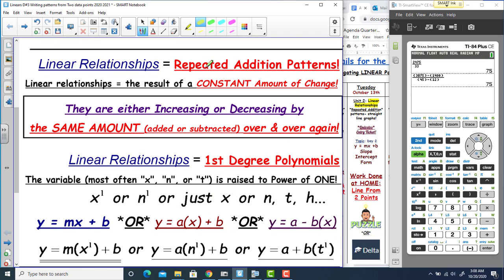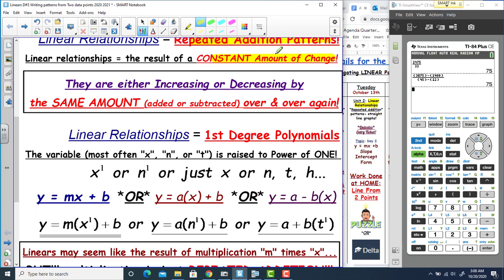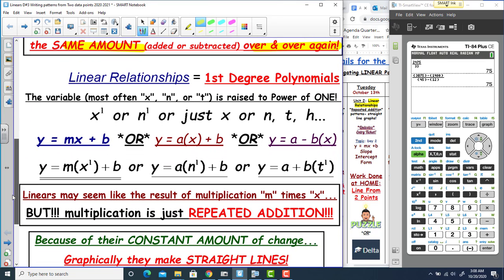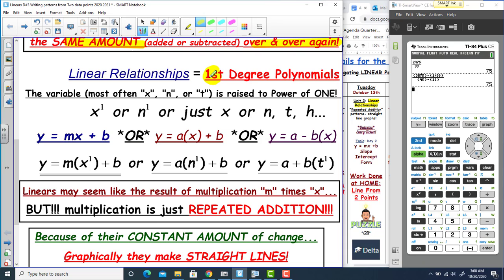Let's please remember that linear relationships are simply repeated addition patterns, and they are a result of a constant amount being added over and over again. If we're adding a negative, we could argue that we're subtracting, and the relationship would be going down. Linear relationships therefore either increase or decrease by the same amount over and over again. We're either adding or subtracting, or adding the opposite, over and over again. They're very predictable. A linear relationship, because it's so predictable, is identified as a first-degree polynomial. That would suggest that the exponent is a 1. When we start to change the exponent to all different numbers, the behavior can change significantly.